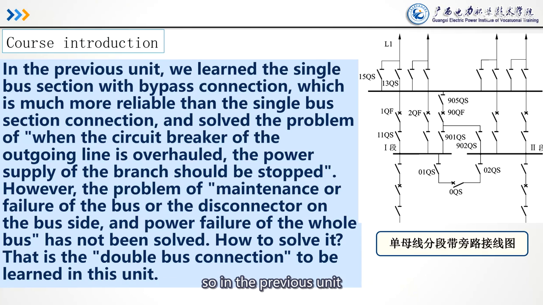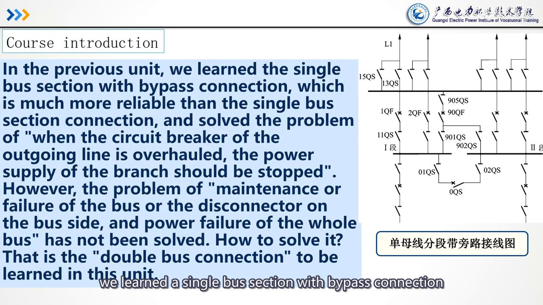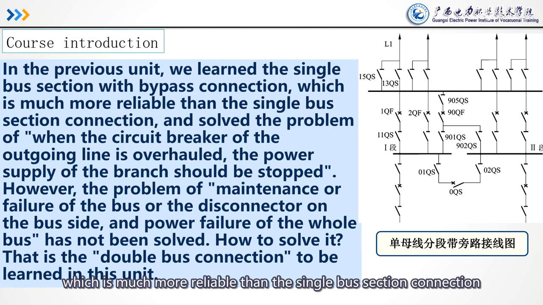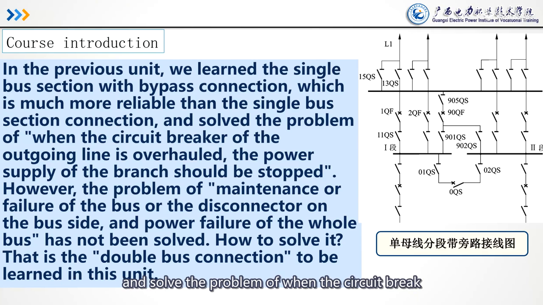In the previous unit, we learned the single bus section with bypass connection, which is much more reliable than the single bus section connection, and solves the problem of when the circuit breaker of the outgoing line is overhauled, the power supply of the branch should be stopped. However, the problem of maintenance or failure of the bus or the disconnector on the bus side, the power failure of the whole bus, has not been solved. How to solve it? This is the double bus connection to be learned in this unit.